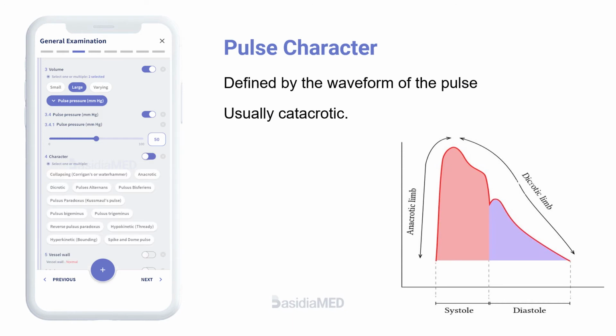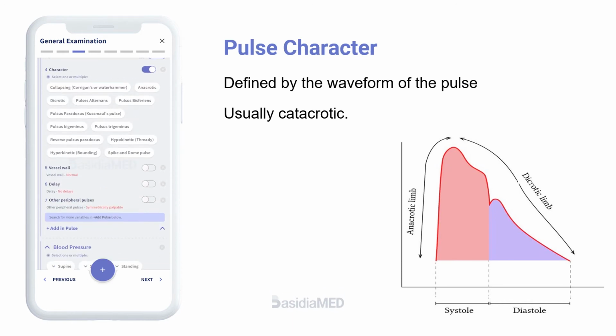Pulse character. Pulse character is defined by the waveform of the pulse. It should be evaluated at the carotid artery. The waveform can be separated into anacrotic and dicrotic limbs. The normal pulse character is also called catacrotic. More details to follow in the upcoming videos.